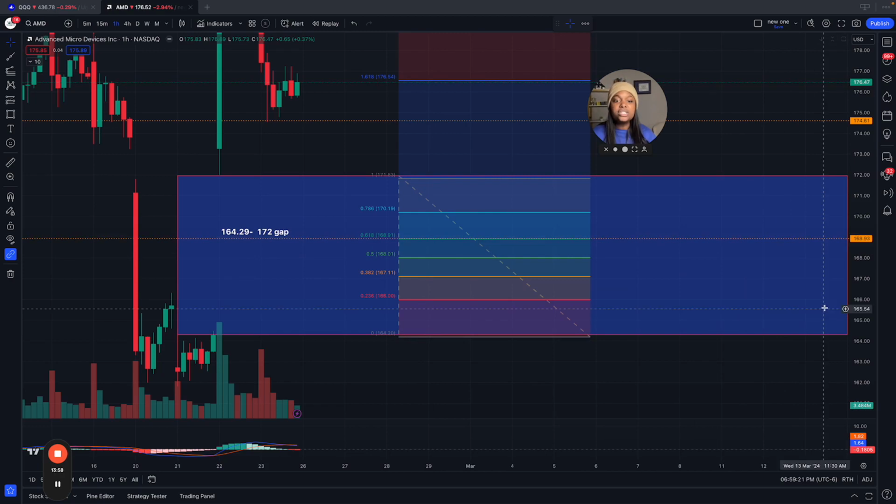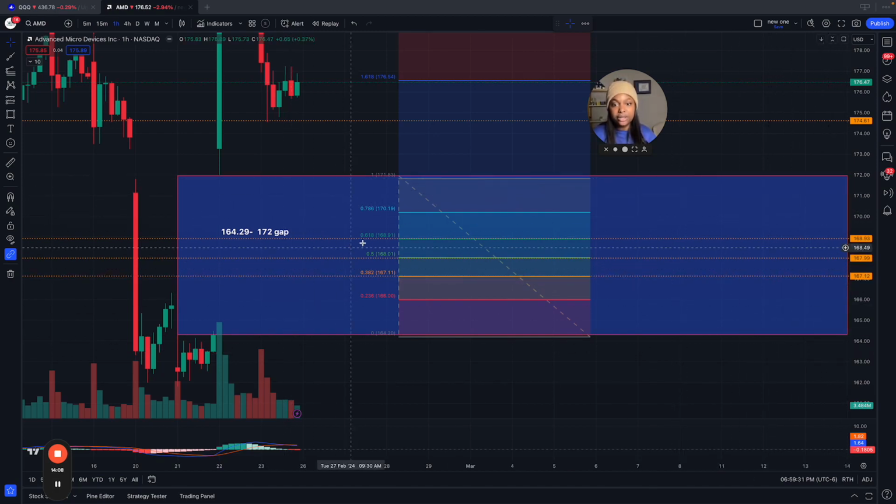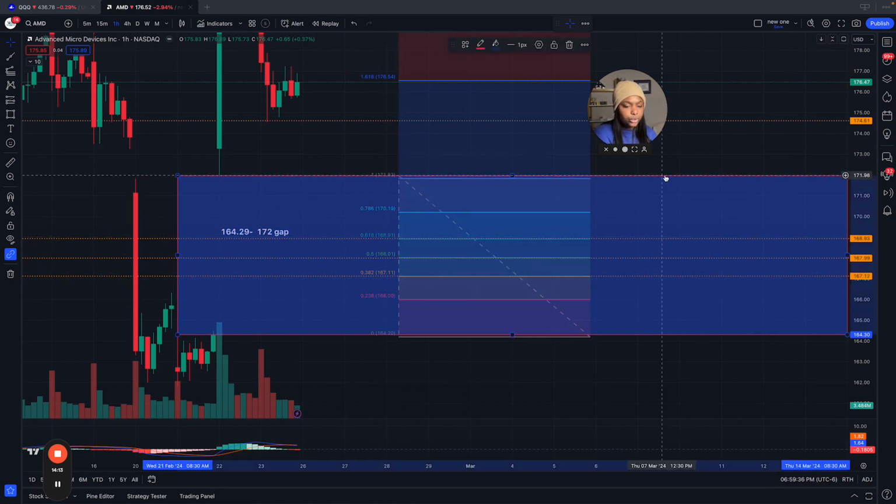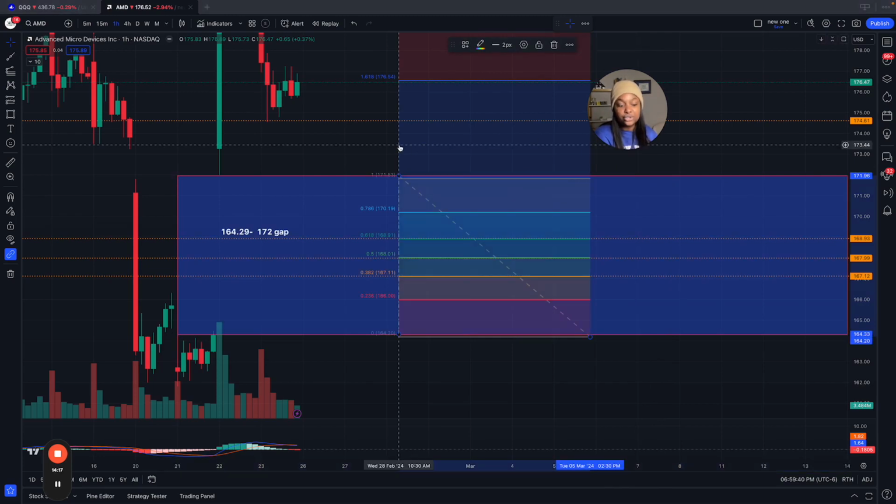Y'all should definitely look up Fibonacci retracement levels or the Fibonacci sequence. I feel like it'll help you understand how the Fibonacci levels really work. So I'm going to go ahead and put levels at all of those. We'll delete the fib, and then let's look at how price reacts at those 3 levels.